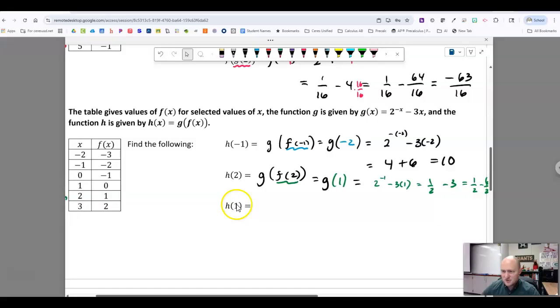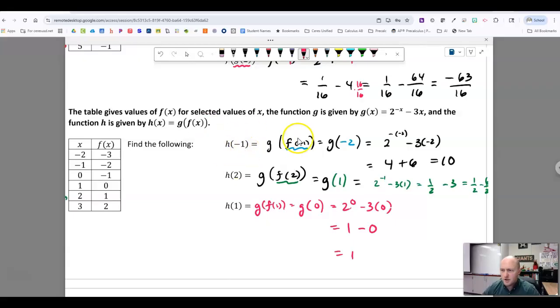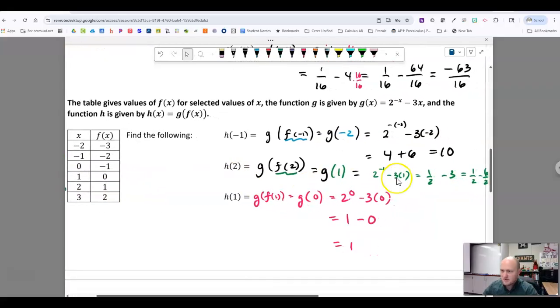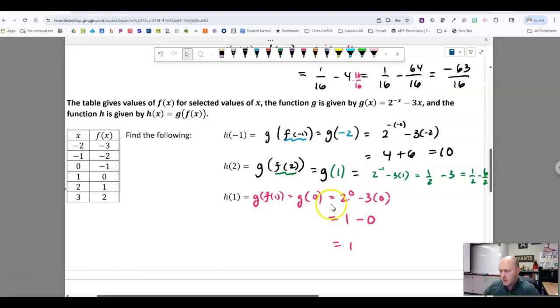Okay, last one here, h of 1. Please pause the video. I want you to try this example. Okay, here you go. g of f of 1. f of 1 using the table returns 0. So g of 0, you plug that in, you use the 0 exponent property. I know it's a -0, but it ends up still being 0, right? So you get 1, and then minus 3 times 0 is 0. So you get 1 as your answer.